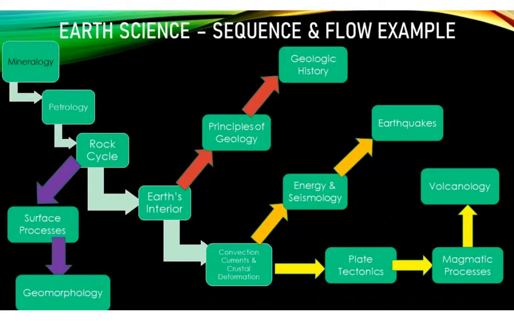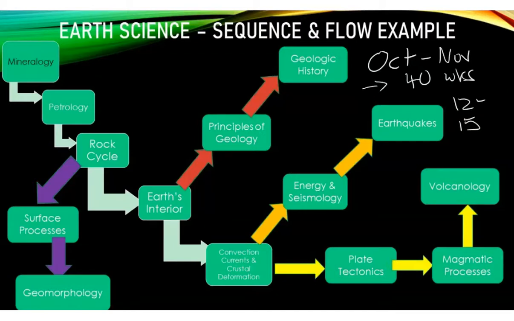So what we have here is a flowchart or a sequence example from a part of the curriculum. I would start this around October to November of the academic year. Now in the northeast of America, we start our school year after Labor Day generally, and we go through until the middle of June or the end of June. There's 40 weeks in a school year. This would be around 12 to 15 weeks' worth of material.